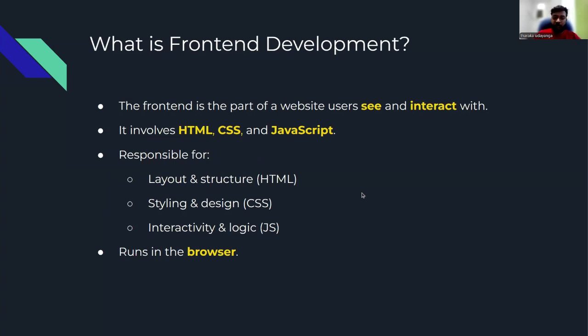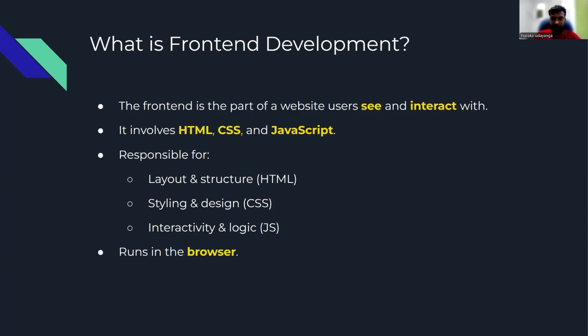Okay, so first things first. What is front-end development? Front-end is the user interface where the users interact with our application. So that's the main layer. The user first comes and sees the front end or the interface, and then starts to interact with the application.